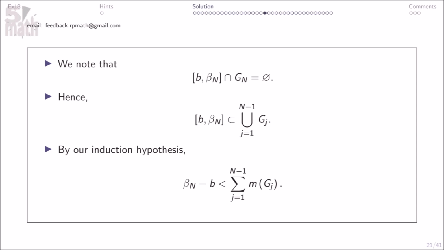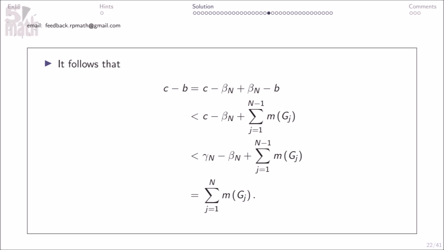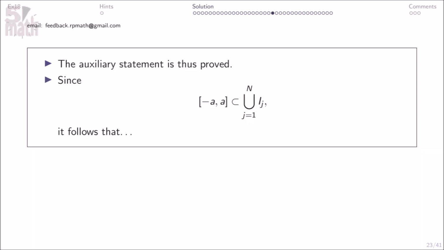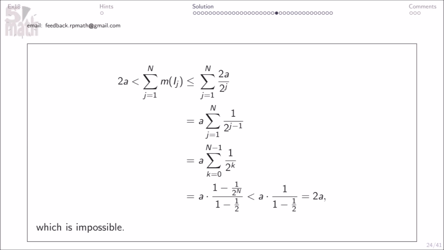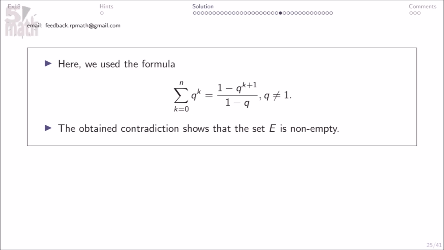We note that this, hence this, by our induction hypothesis, this. It follows that this. The auxiliary statement is thus proved. Since this, it follows that 2a less than this, which is impossible. Here, we use the formula this. The obtained contradiction shows that the set E is non-empty.